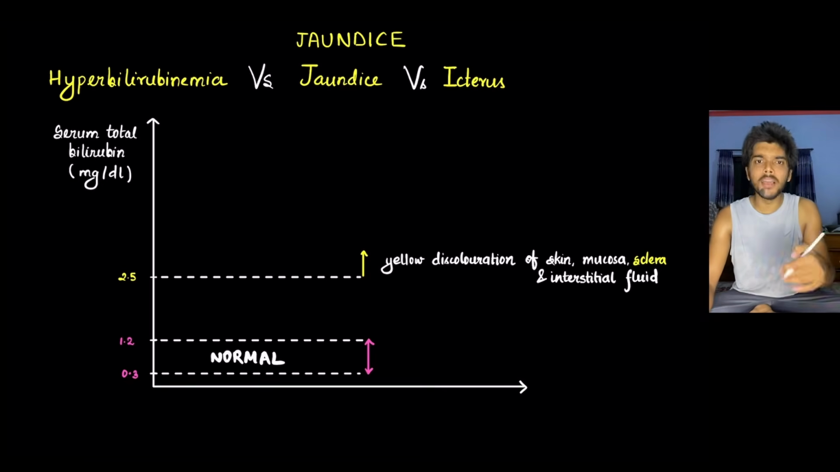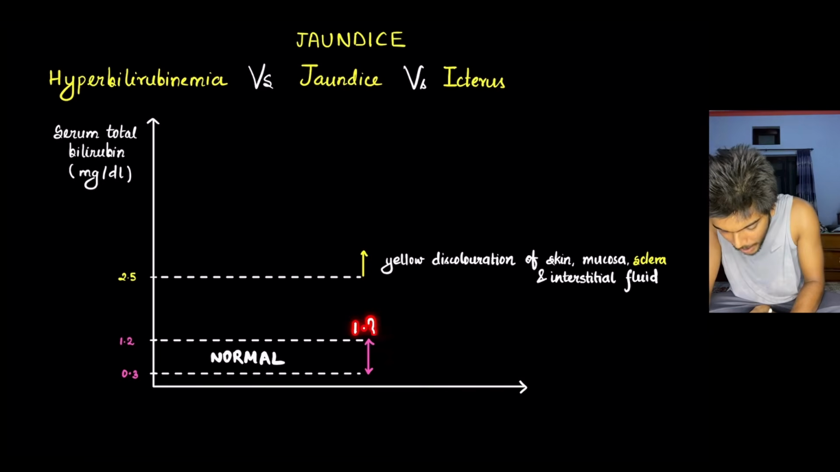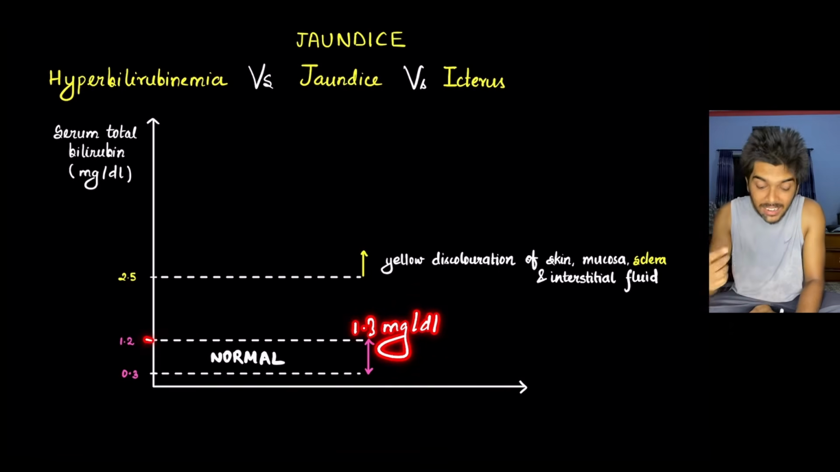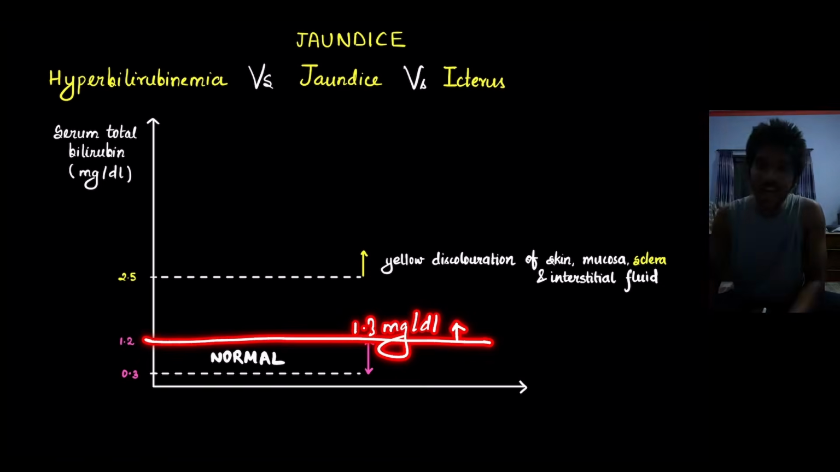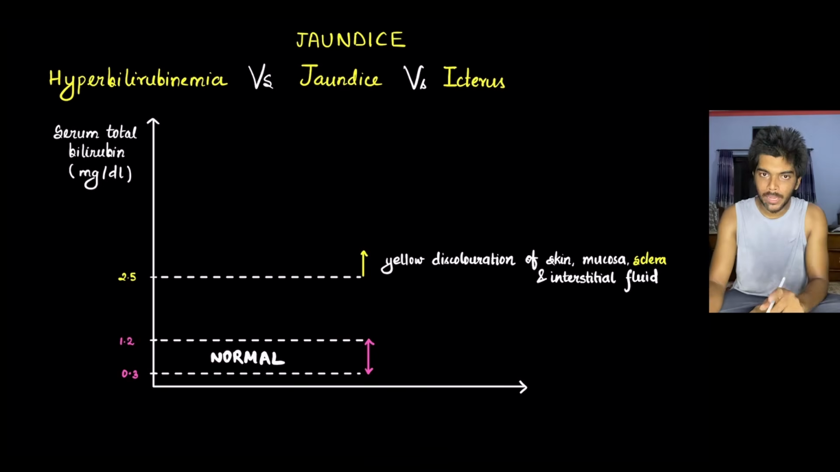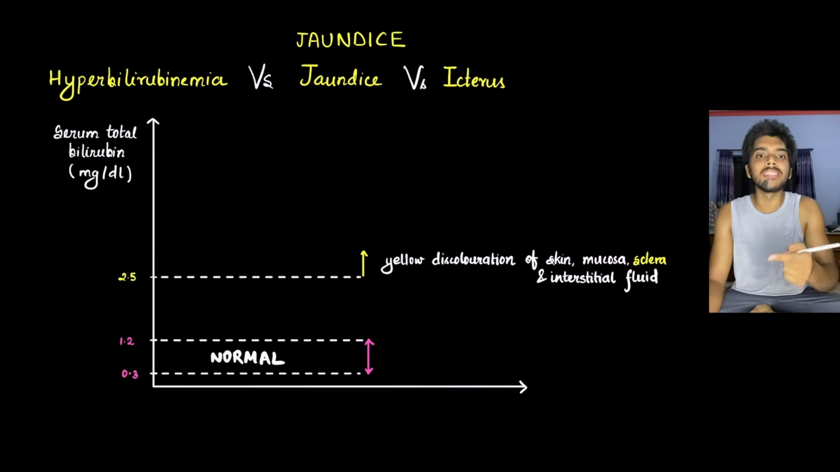Hyper, excess, bilirubinemia in blood, the presence of excess bilirubin in blood, the presence of bilirubin beyond the normal upper limit, that is even if it is 1.3 milligram per deciliter, it is still greater than the upper normal limit. This is hyperbilirubinemia. But just because a patient has hyperbilirubinemia doesn't mean he also has jaundice.